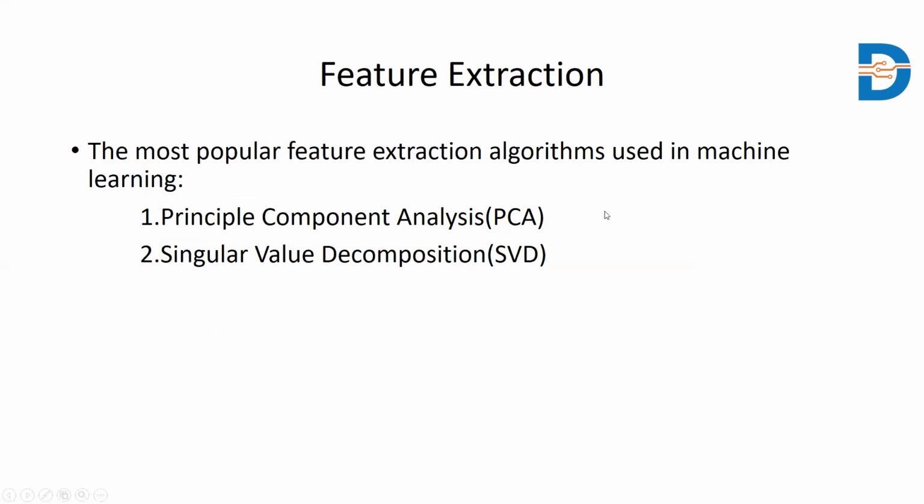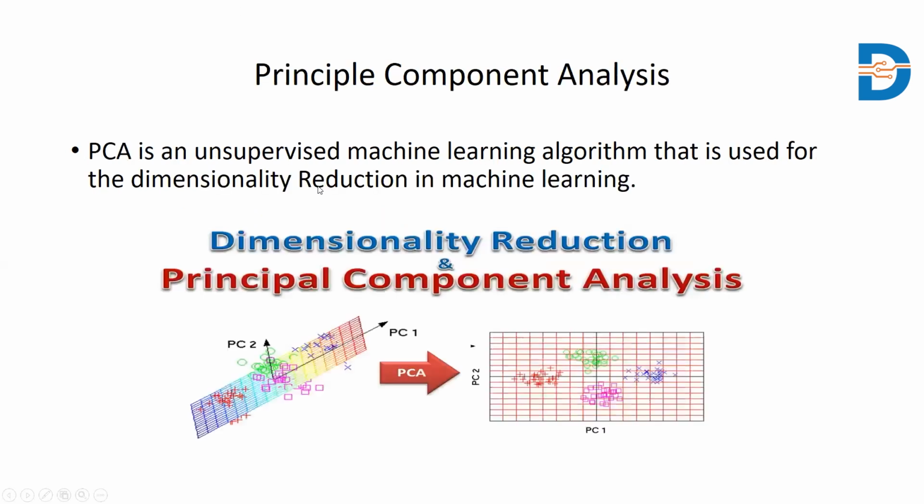Right, next one. The most popular feature extraction algorithms used in machine learning. We have some algorithms which we use in feature extraction. The most popular algorithms are these two: principal component analysis and singular value decomposition. First, we'll see what principal component analysis is in brief.